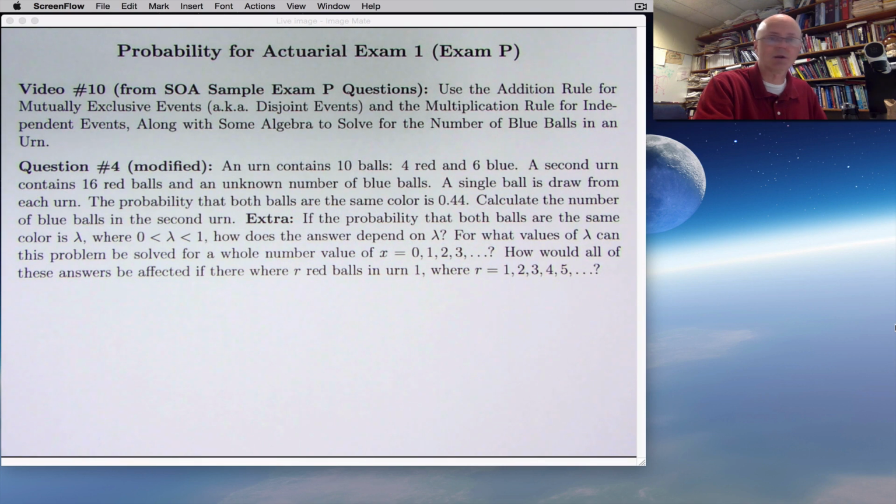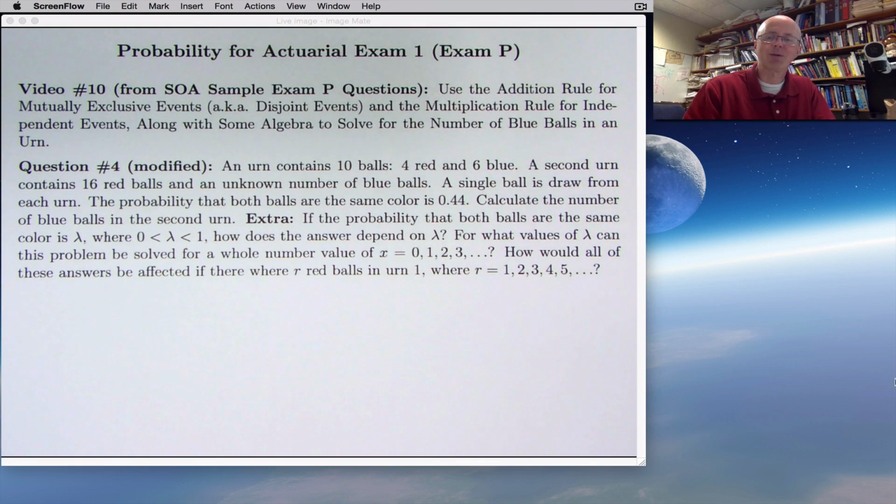mutually exclusive events, also known as disjoint events, and the multiplication rule for independent events that we first talked about in the very last video, video number 9, along with some algebra to solve for the number of blue balls in an urn. There are going to be two urns that both have just red and blue balls in them, and we're going to want to find the number of blue balls in the second urn.